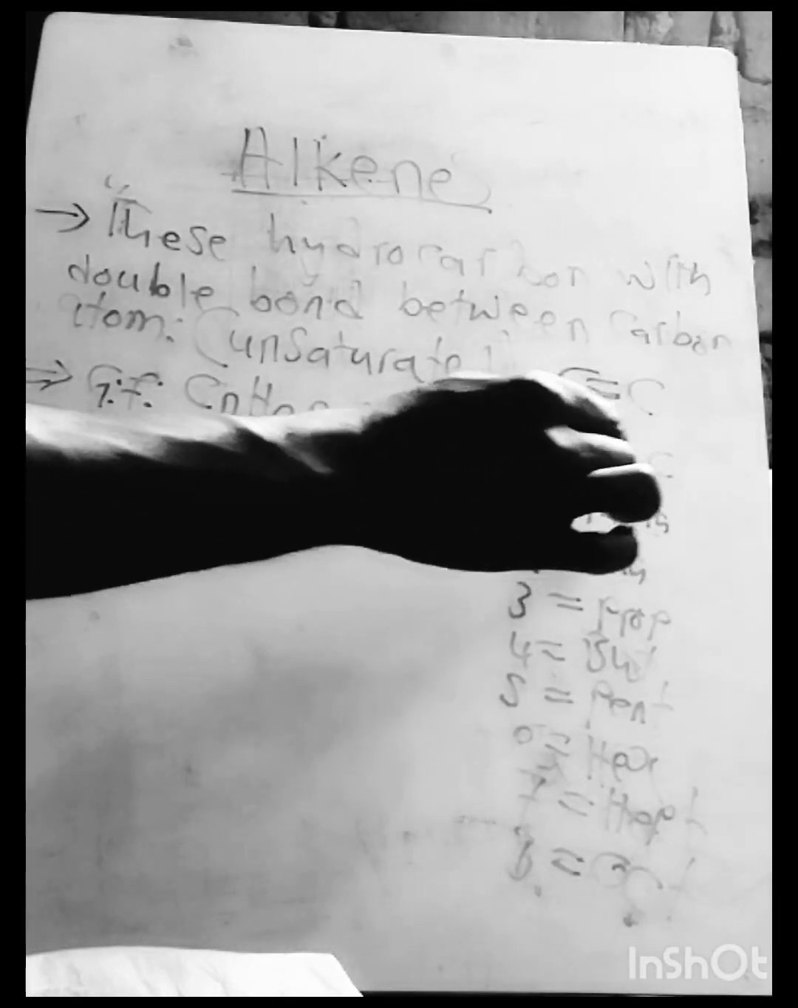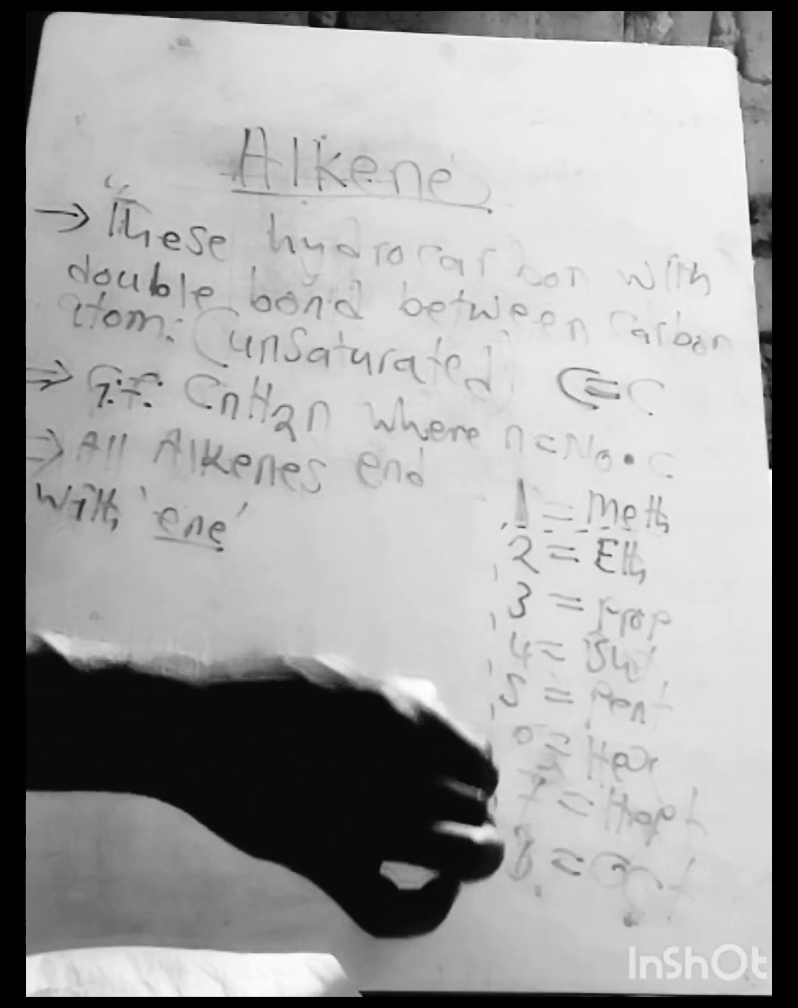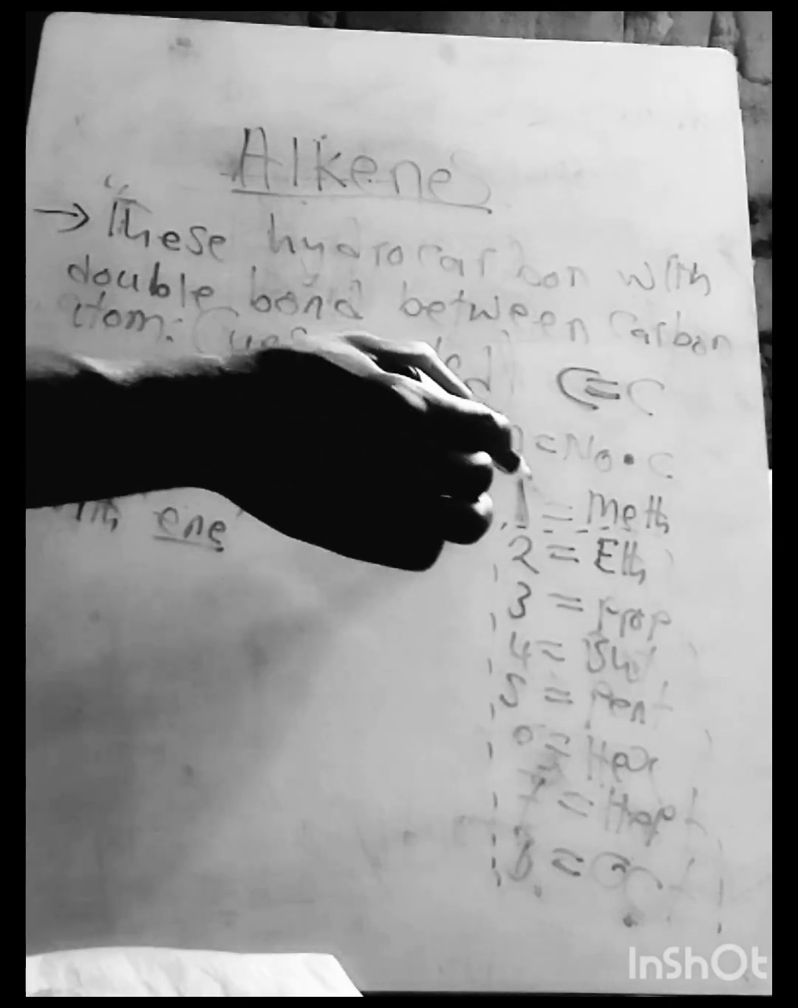So for example, if I want an alkene with 2 carbon atoms, by the way, alkenes begin from here, coming down. Why? Because meth is 1 carbon atom, and there's no way we can have a double bond with 1 carbon atom. That is not possible. We need 2 atoms in order to have this double bond, so we start from 2.